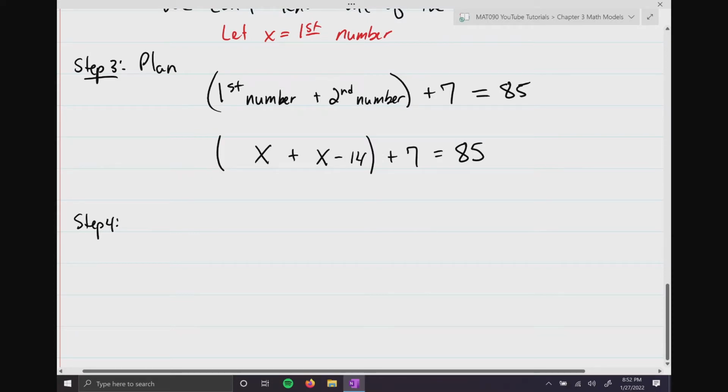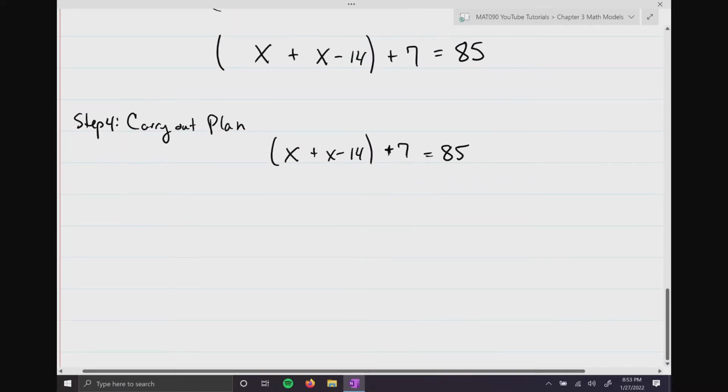step 4 is just carry out the plan. So I'm going to go ahead and just rewrite it. Now I'm going to do the work inside the parentheses first. X plus x is going to be 2x minus 14 plus 7 equals 85. Now remember, technically there's a 1 out in front of this parenthesis, so we'd have to distribute that, but it doesn't change anything. So this is just going to give me 2x minus 14 plus 7 equals 85.